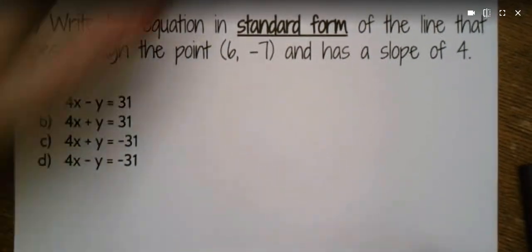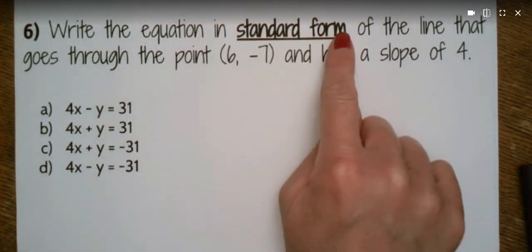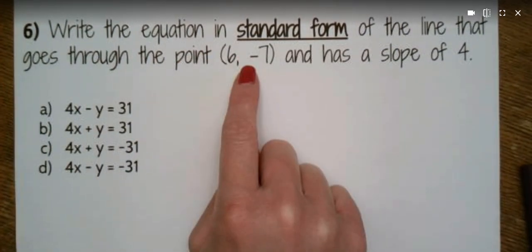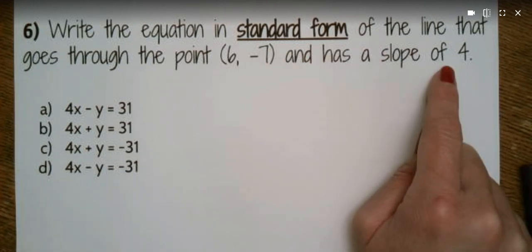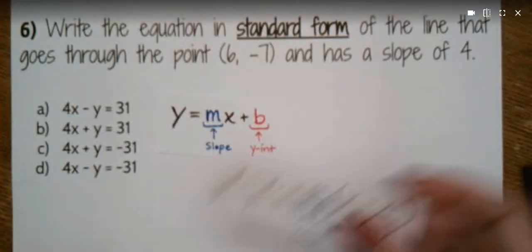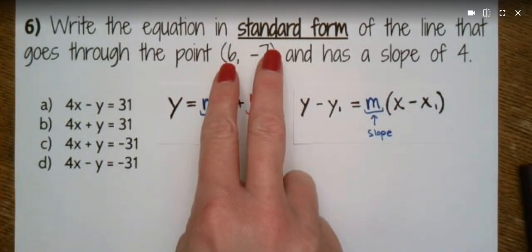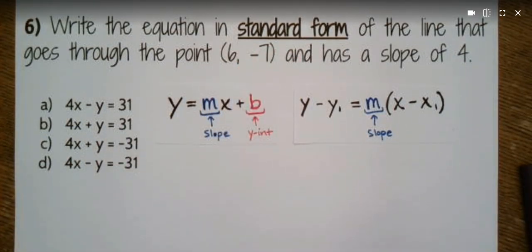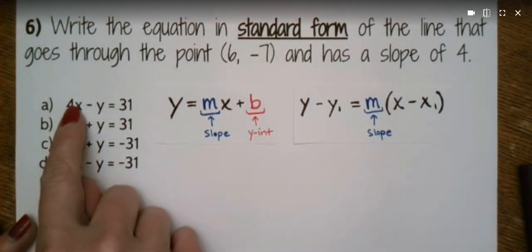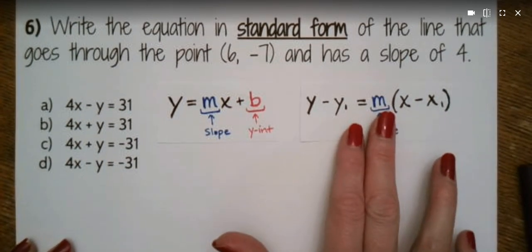We're given different information here in number 6. This is asking us to write the equation in standard form of the line that goes through the point (6, -7) and has a slope of 4. Okay? Remember that we can't write an equation in standard form unless we start with a different form first and convert it. That's the only way. You can't just start plugging stuff in like you did with these 2 equations. Standard form, this a, the b, and the c, they represent nothing. So you've got to start with a different form first.